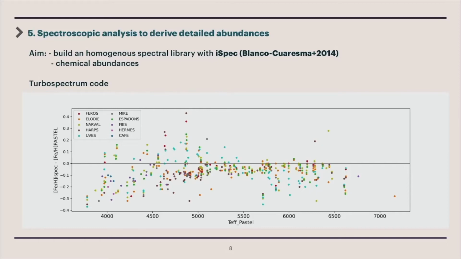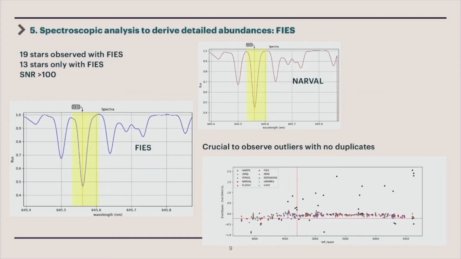What we expect is that the difference, for example, between the iron abundances that we are computing thanks to our stellar analysis and the iron abundances present in PASTEL is reduced as much as possible. Of the 200 stars that we have, 19 were observed with FIES, and 13 of them are provided only by FIES. And here is an example of spectra.